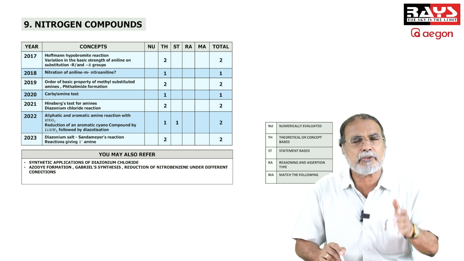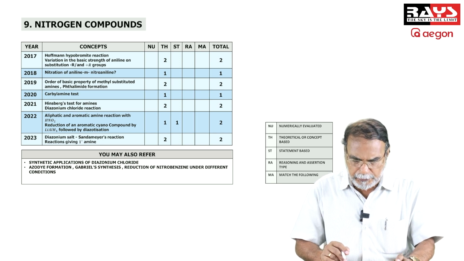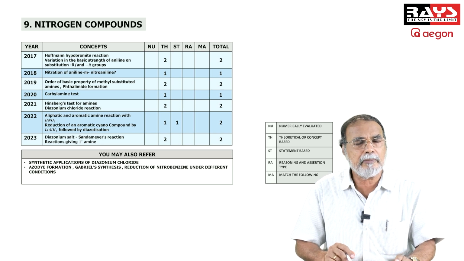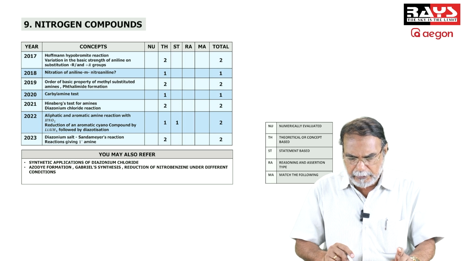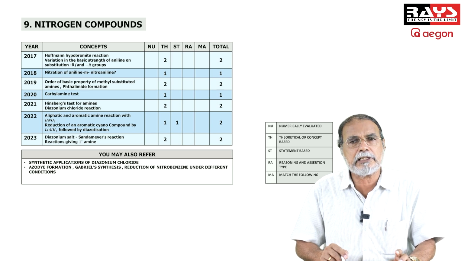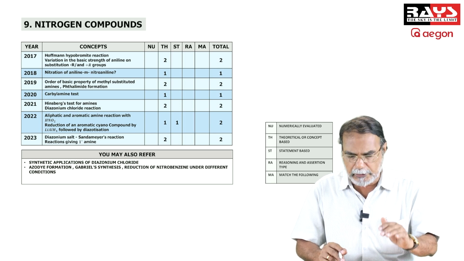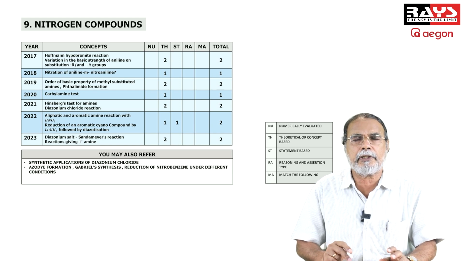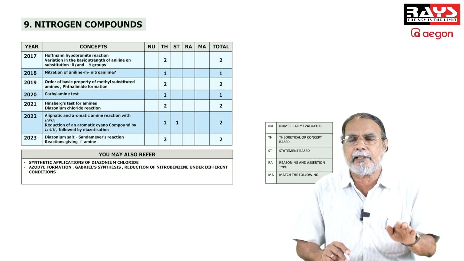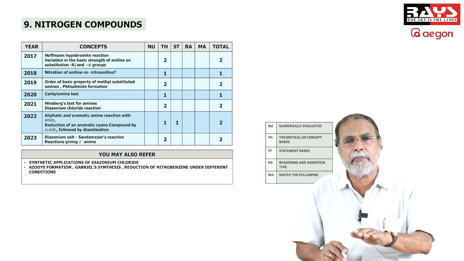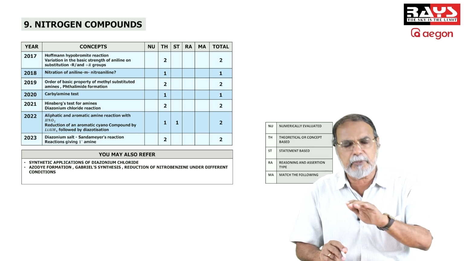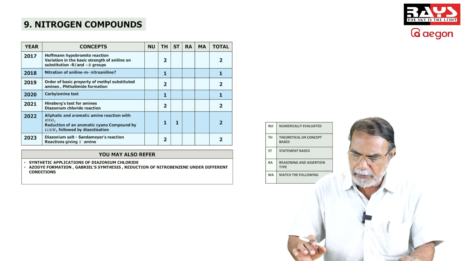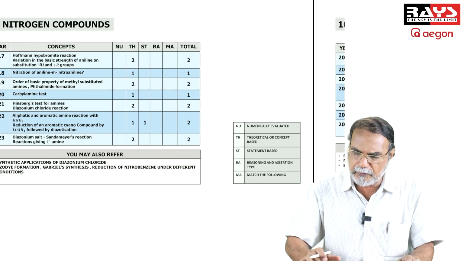There are so many reactions of diazonium chloride, including the azo dye formation. That's very important. And you refer to Gabriel's phthalimide synthesis of pure primary amines. I already said, reduction of nitrobenzene under different conditions. You also refer to that: reduction of nitrobenzene in neutral medium, in acid medium, and in basic medium, and what the products are.